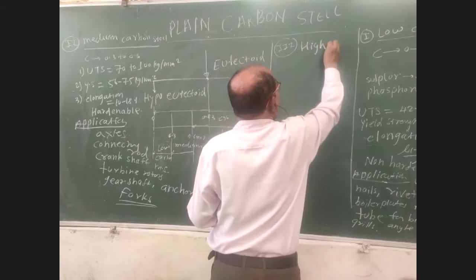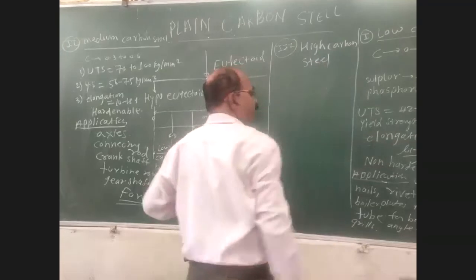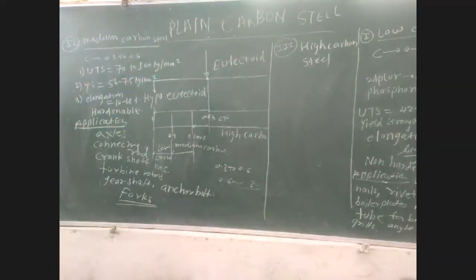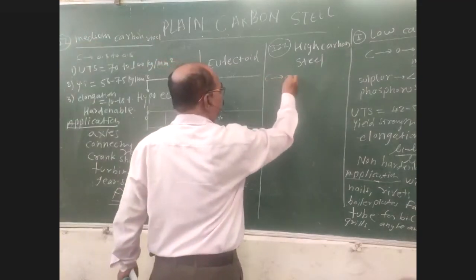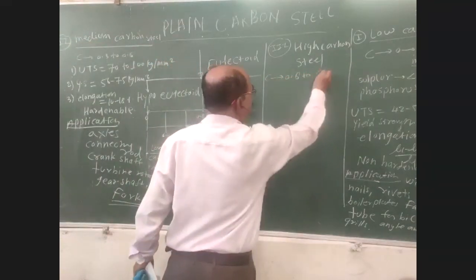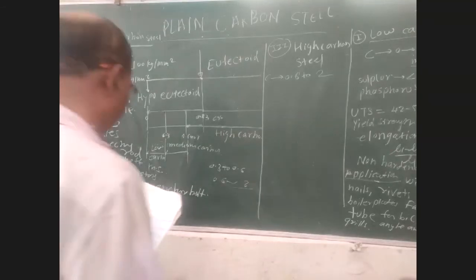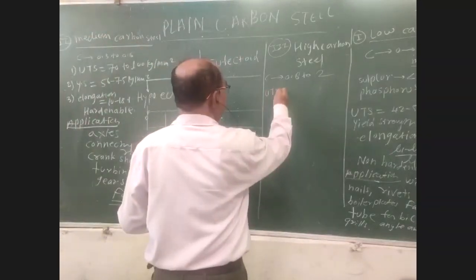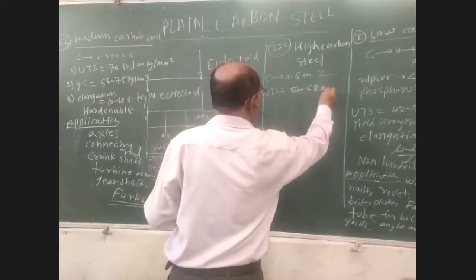High carbon steel. Whenever the word high carbon steel is there, what should be there? First thing is the percentage of carbon. So carbon, how much here? 0.62 up to 2% you can take. Sulfur and phosphorus are always there. And ultimate tensile strength, that is 50 to 68 kg/mm square.